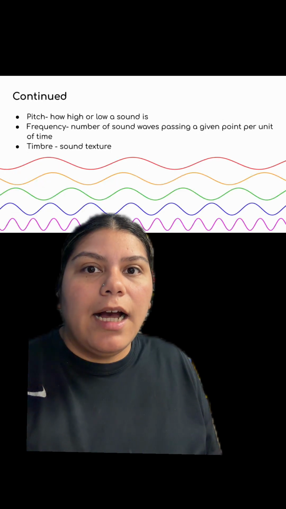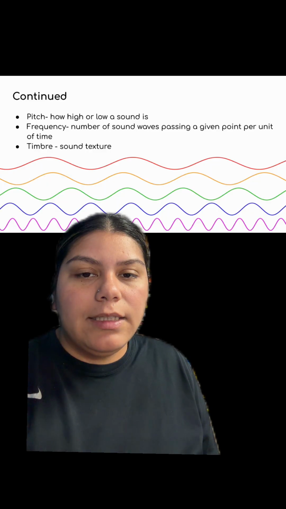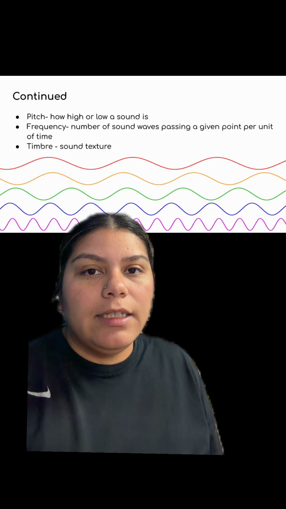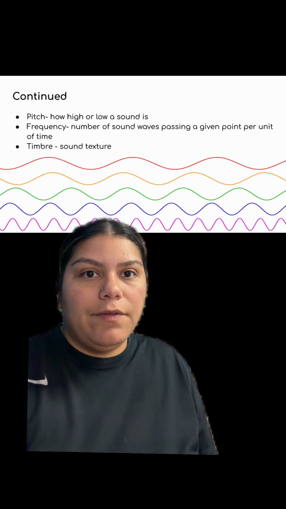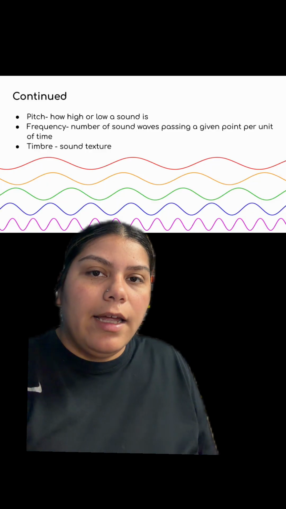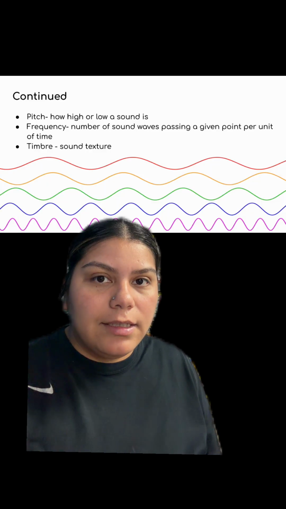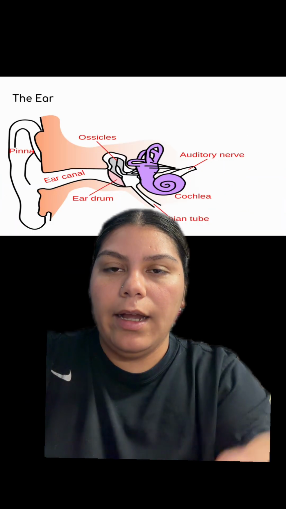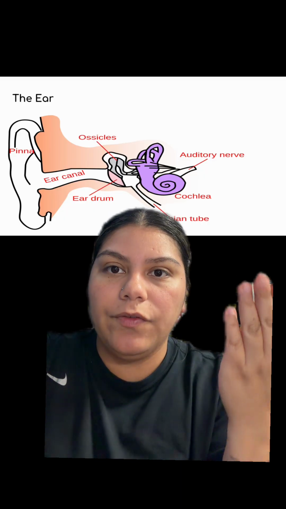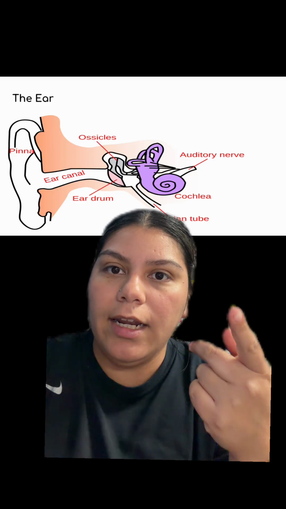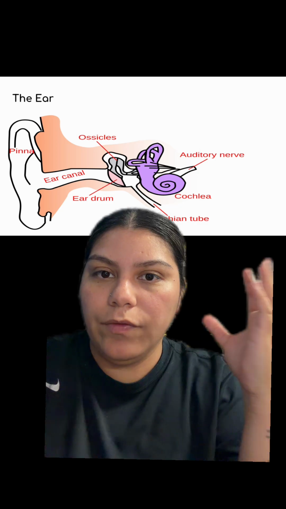Pitch is how high or low a sound is. Frequency is the number of sound waves passing a given point per unit of time. And then timbre is the sound texture. I included a picture of the ear, and I'm going to go ahead and describe all of the parts of the ear and its functions.